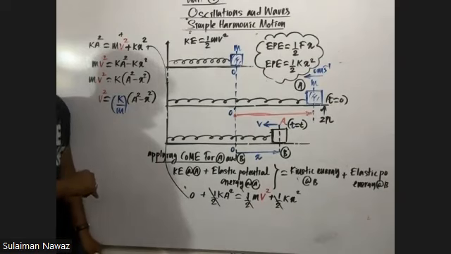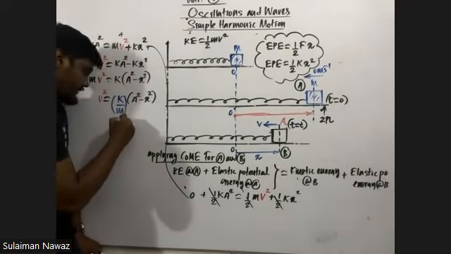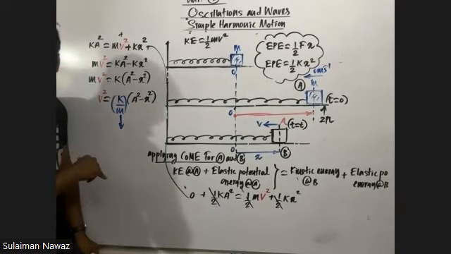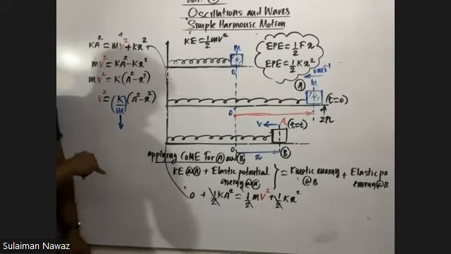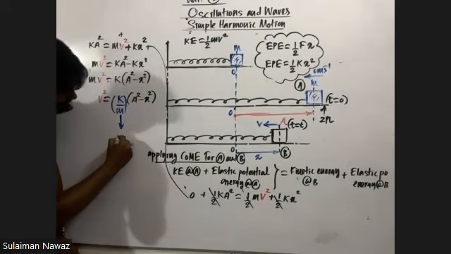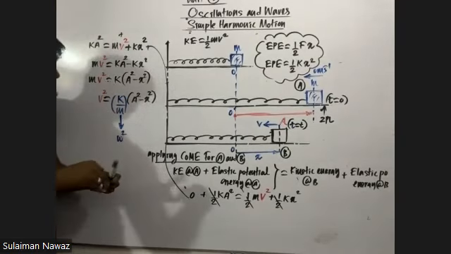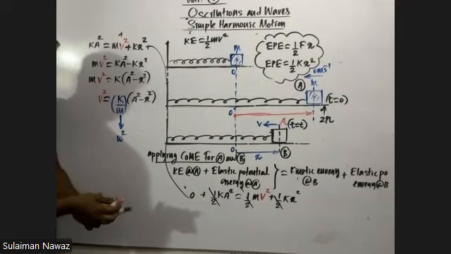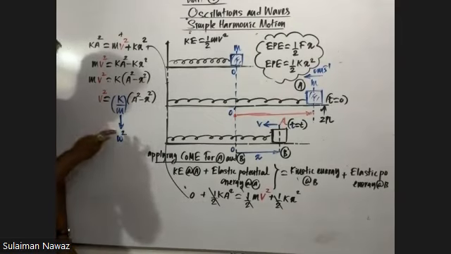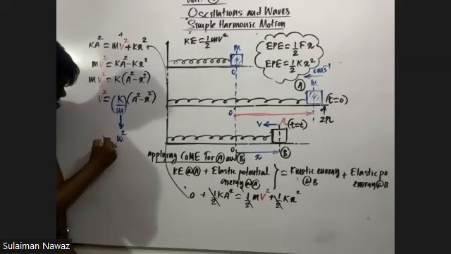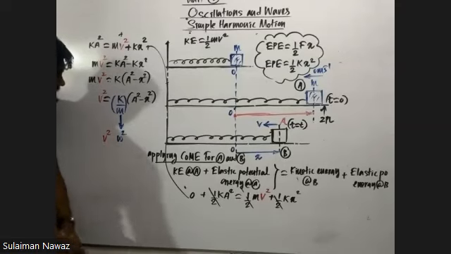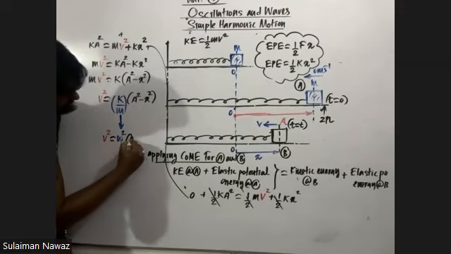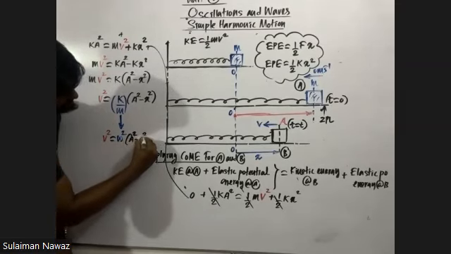What is K over simple lim? This K over simple lim means what? Can you remember? That is omega squared. This is your omega squared, right? Not omega, it's omega squared. V squared equals omega squared, a squared minus x squared.